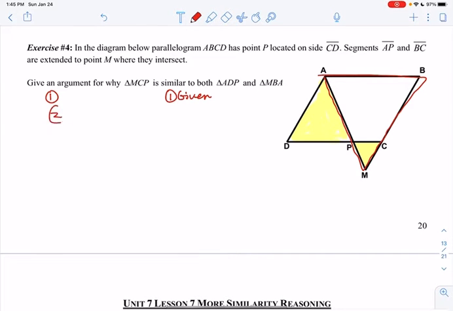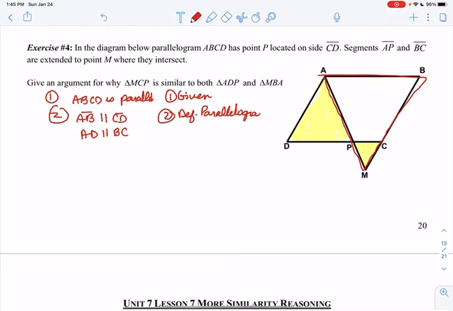I know that ABCD is a parallelogram. If it's a parallelogram, then those opposite sides are parallel. So AB is parallel to CD, and AD is parallel to BC. That's the definition of a parallelogram. Because if I say that those sides are parallel, then all of a sudden I can have angles. I'm always looking for angles when I'm trying to prove similar. So let's put some numbers on my picture right here.